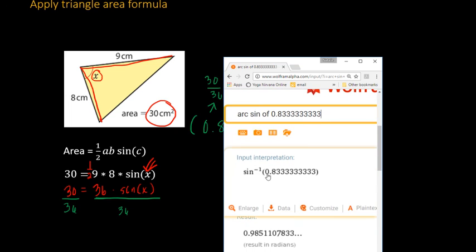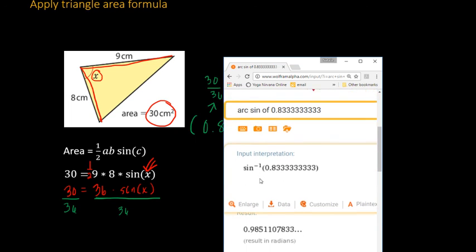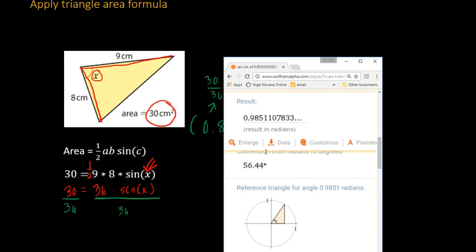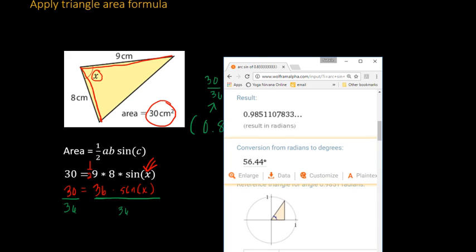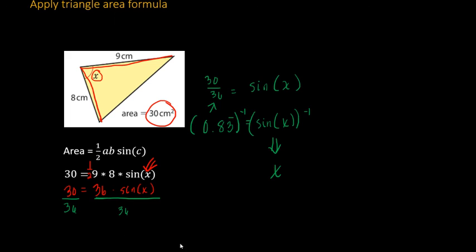And it tells me, once again, it confirms my input, tells me the result in radians, and finally it tells me that my answer is 56.44 degrees. Okay, so one final warning, please be careful with your calculations.